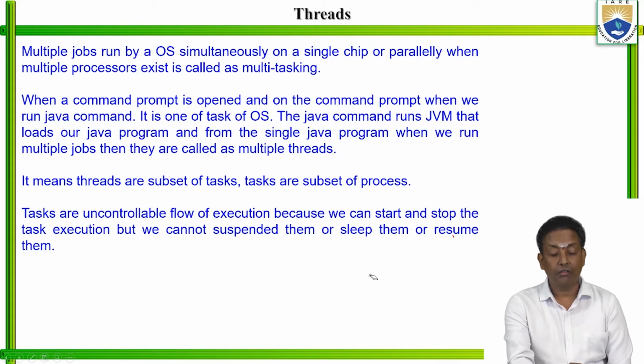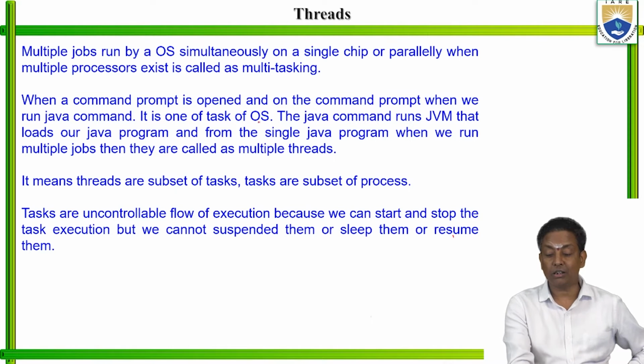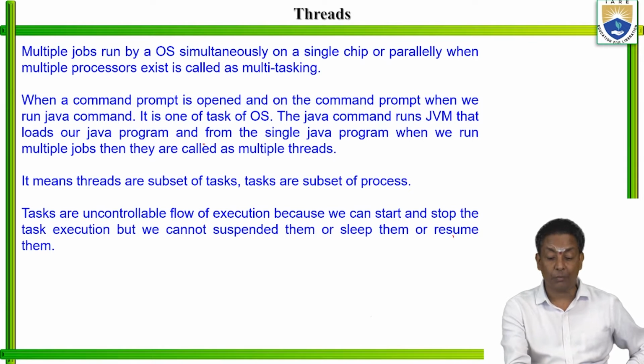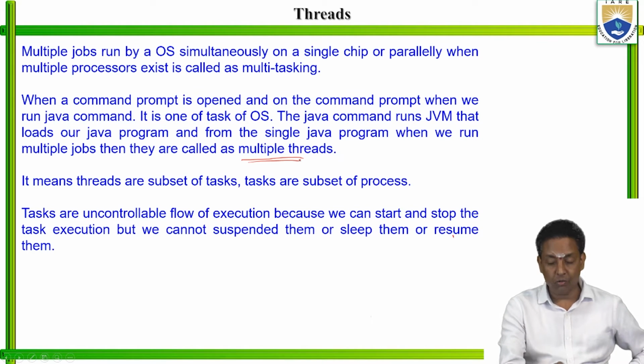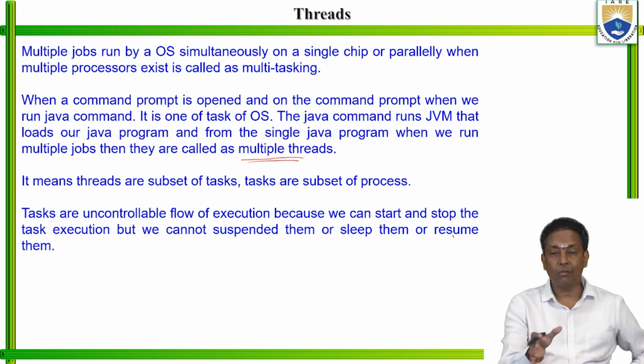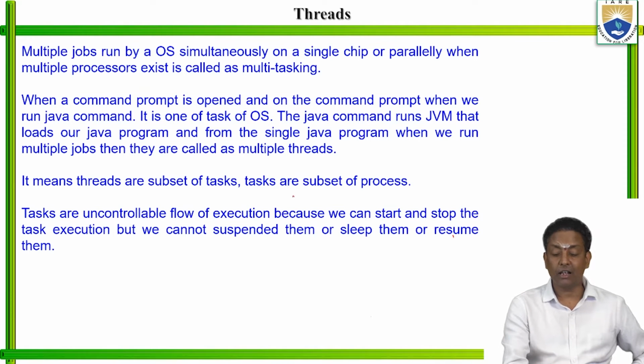So when a command prompt is opened, and on the command prompt we run the Java command, it is one task of the operating system. The Java command runs the JVM that loads our Java program, and from that single program when we run multiple jobs, then they are called multiple threads. I'll give more detail on what basis we need to choose the thread in the next slide. It means threads are a subset of tasks and tasks are a subset of processes.